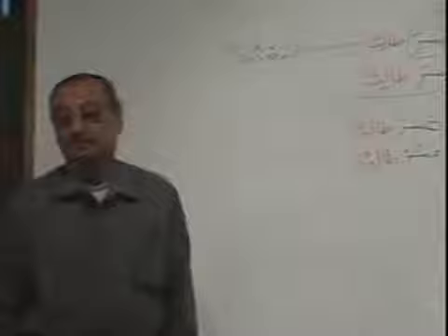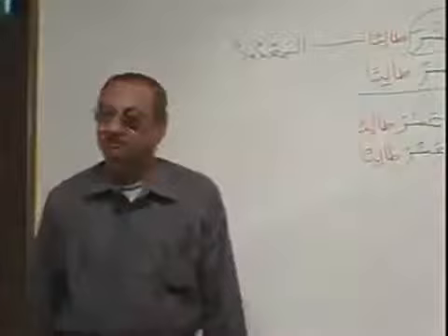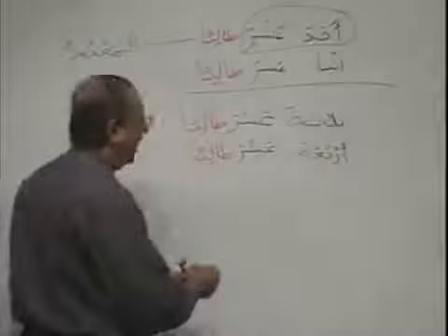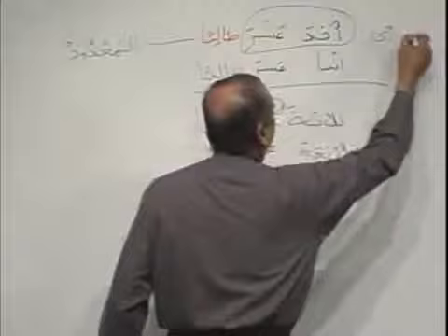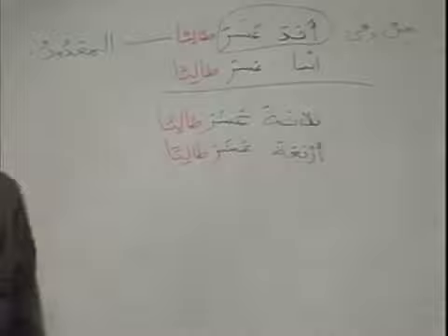If I wrote it like this, right now it is marfu, but I don't see the sign of dhamma there. Why? Because it is mabni. Even if I put a harf jar here, or even if I put min, ahada ashara will not change. Are you with me? Ahada ashara will not change. But I will call it majroor because there is a harf jar there.